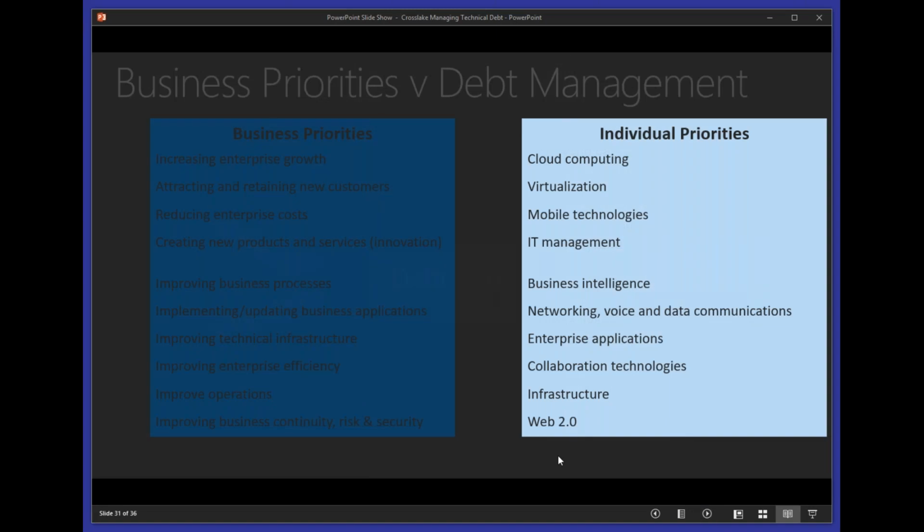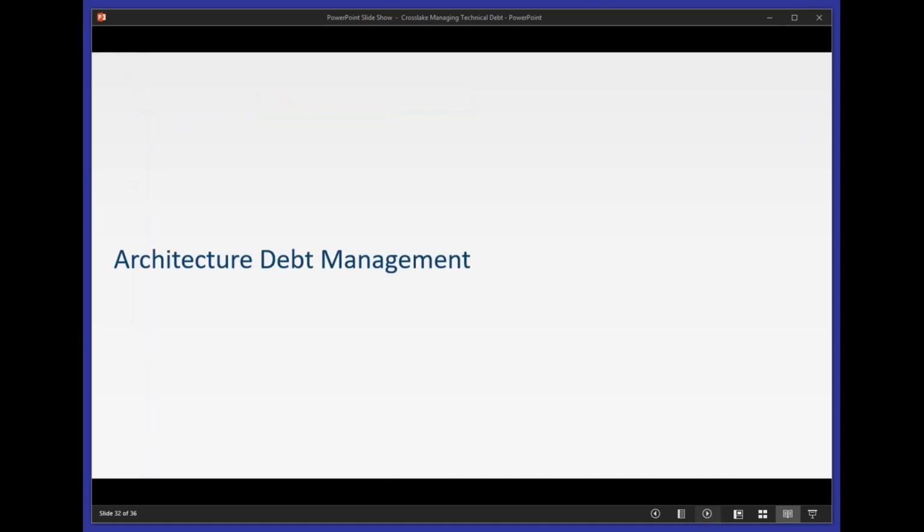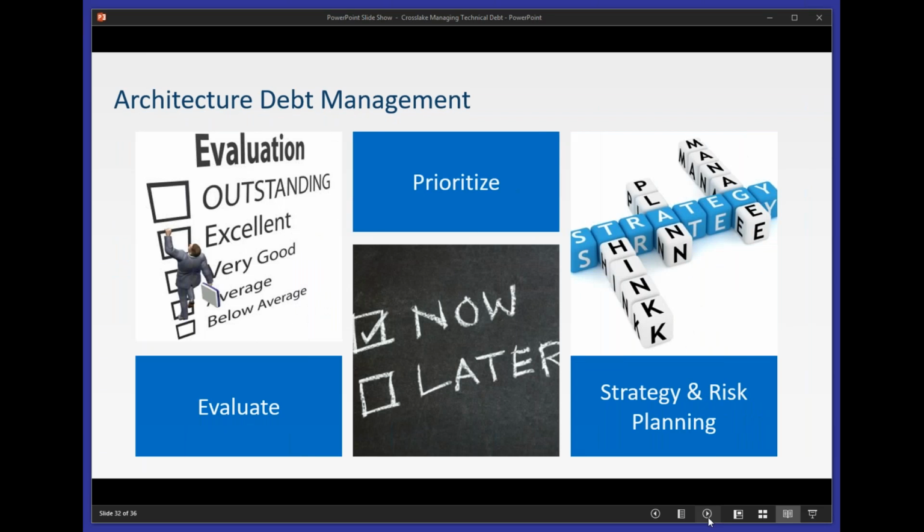These are the sort of areas that are considered. So the business priorities: growth, retaining customers, improving business priorities, and sort of individual priorities when it comes to debt considerations, such as cloud, virtualization, all the things that we've mentioned over the last few minutes specifically. There's really a three-step approach to it, which is evaluate current state, prioritize how you either plan to defer or repay, and what are the cultural aspects, and how do you feed this, from an architectural viewpoint, into modern practices such as SAFe or Disciplined Agile Development, depending on what you're following, and think about it from a strategy and risk planning perspective.